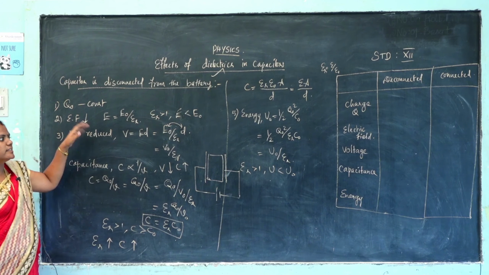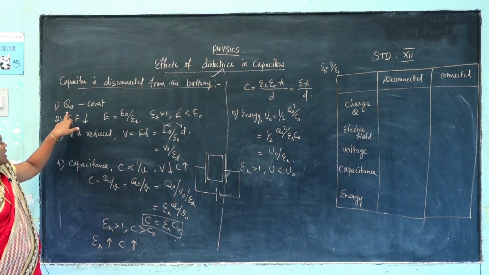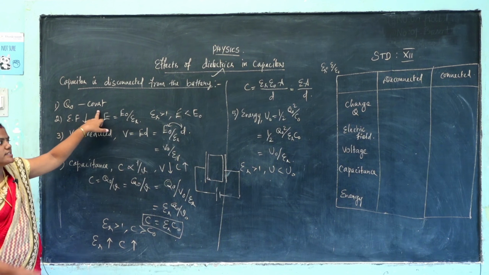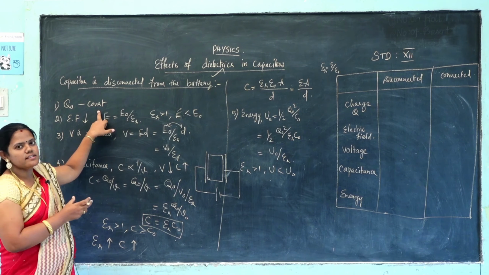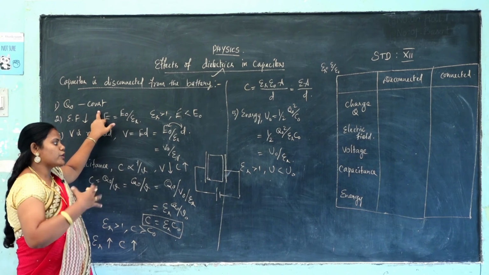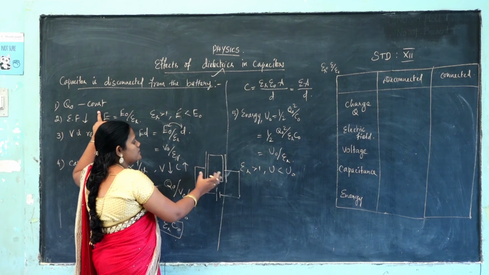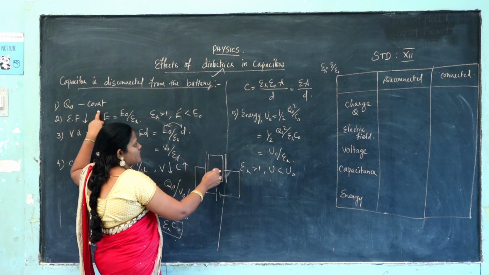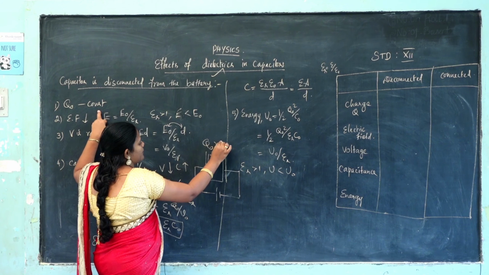So I will explain in expression form. First, the charge will be constant in between the two plates of the capacitor. What does that mean? After you remove the battery connection, the charge in between the two plates will remain constant. So Q0 will remain constant.